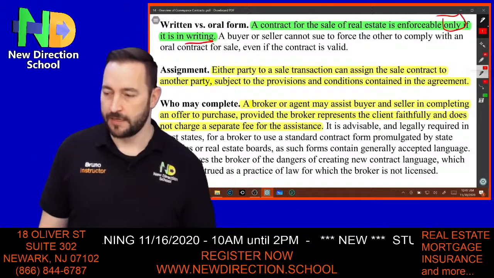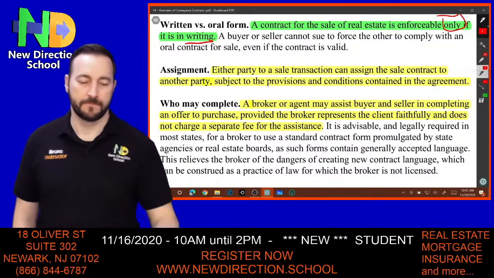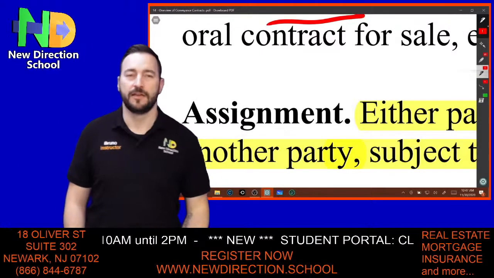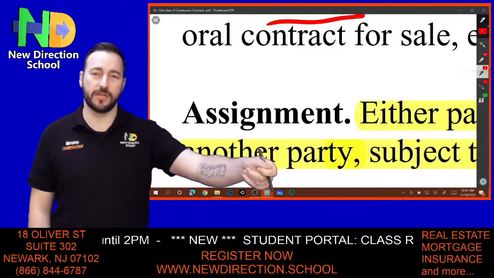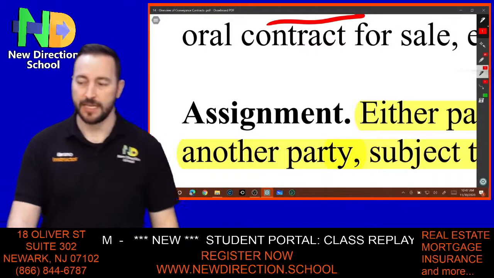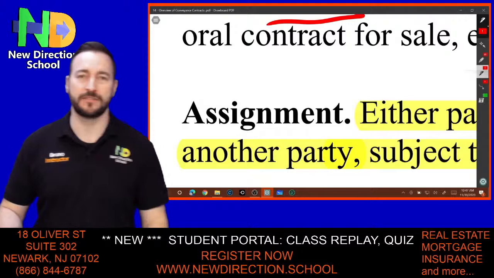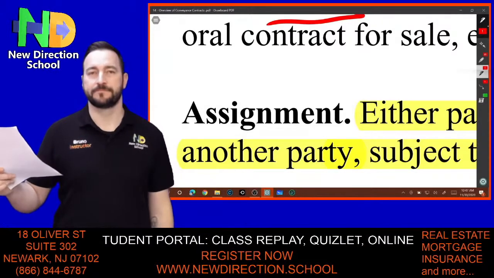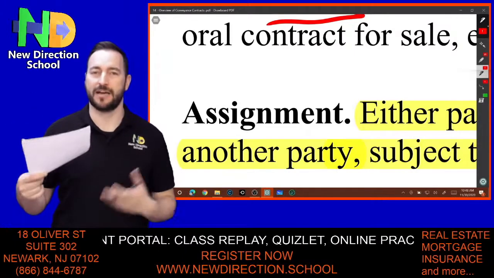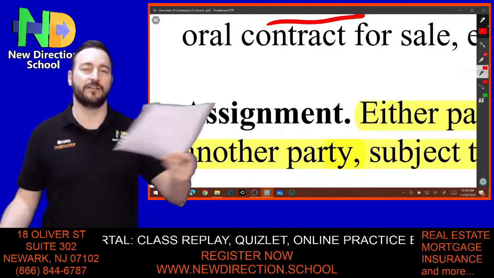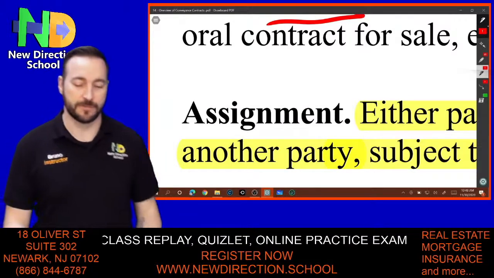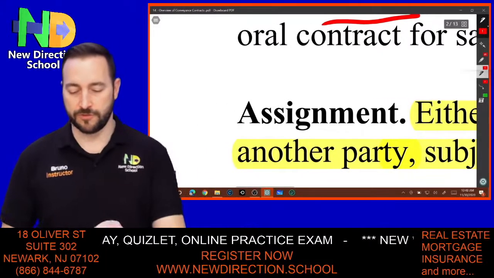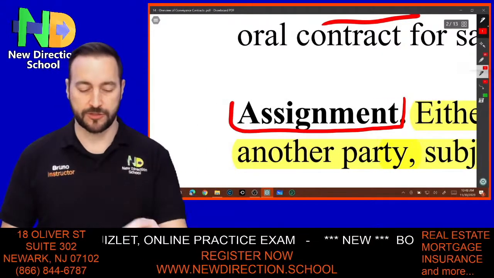All right. Assignment. What is the word assignment? If I assign a number to you, I'm giving you a number, right? I'm transferring you something. In an assignment, I put it under contract and I say, you know what, I'm not ready to buy, or I can't buy, or whatever the reason might be, and I assign or transfer the contract to somebody else. But what am I transferring? I'm transferring the rights and obligations to the property.